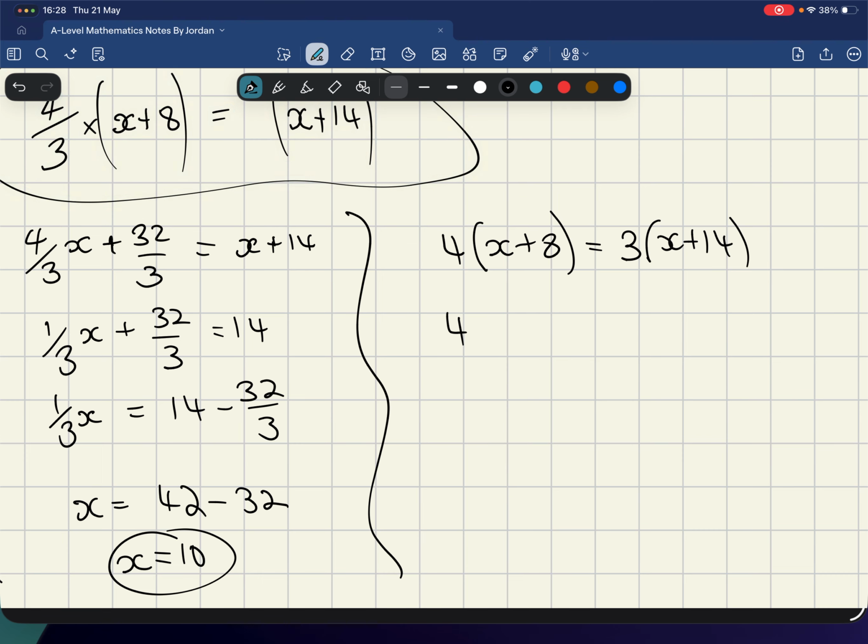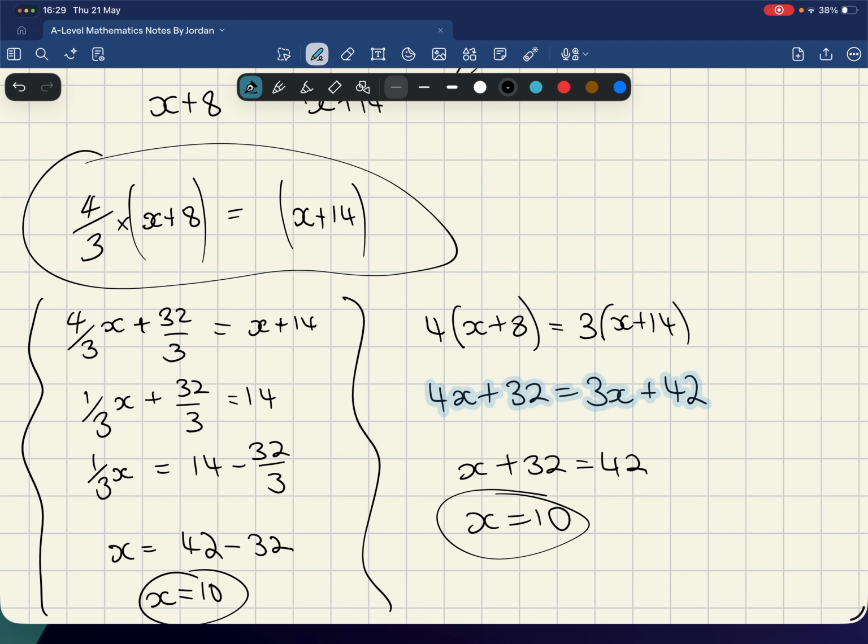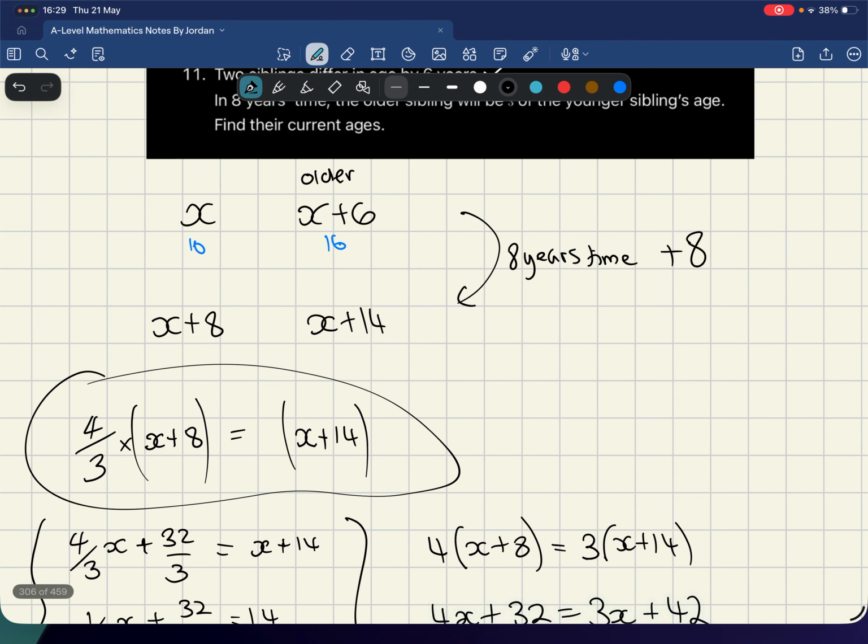Then you can multiply both sides out, giving you 4x plus 32 is equal to 3x plus 42. You see the 32 and 42 are there again. Take away 3x from both sides, that gives me x plus 32 is equal to 42. Taking 32 from both sides gives me that x is equal to 10, which is the same answer as before. So that would still result in the younger sibling being 10 and the older sibling being 16.